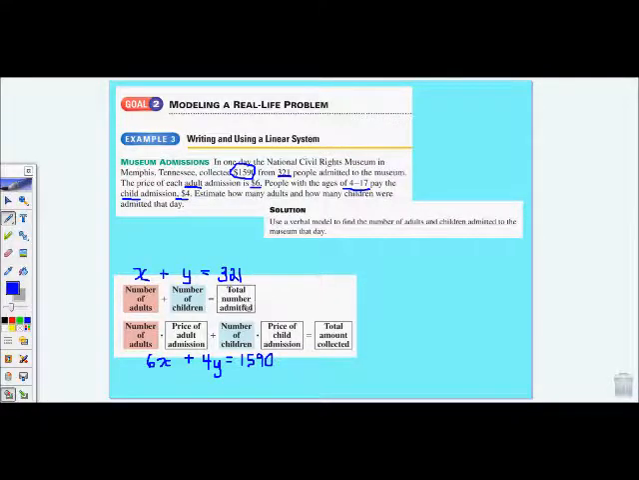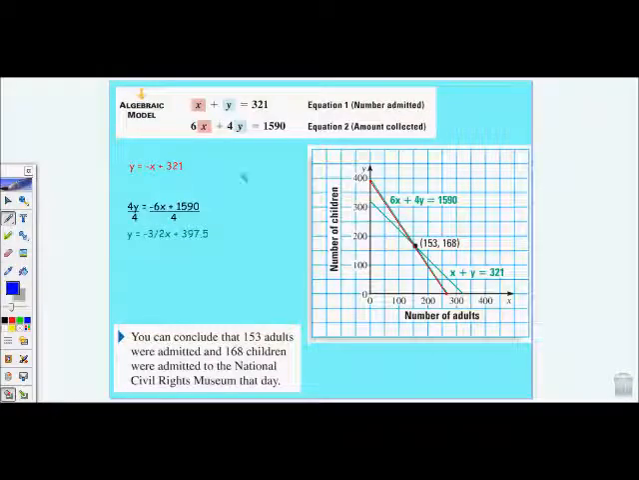So I would recommend going to the information you knew, the total number admitted and the total amount collected, to be able to set up your two variable equations. They're written a lot nicer than with my finger. So we have our two equations. We're going to go through the process again.